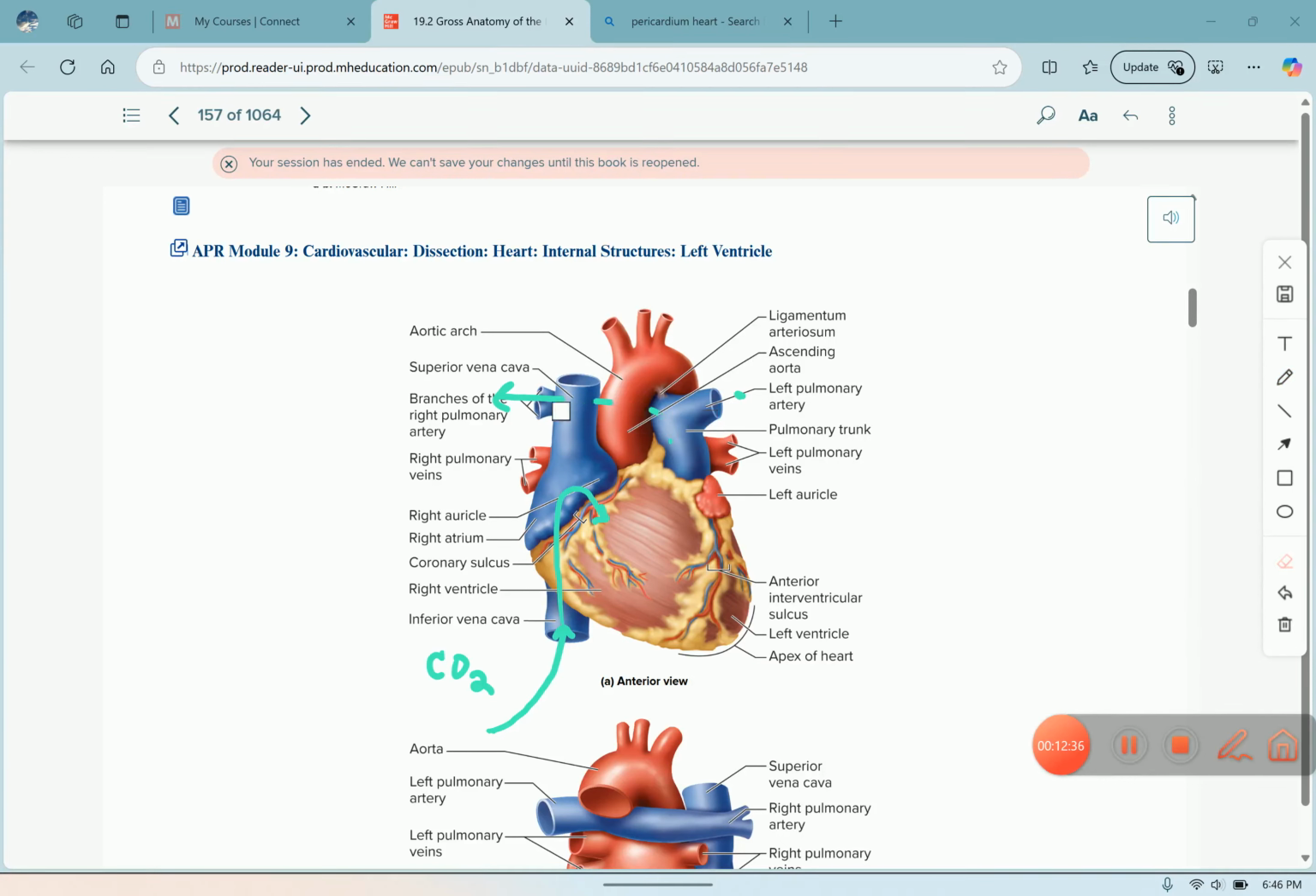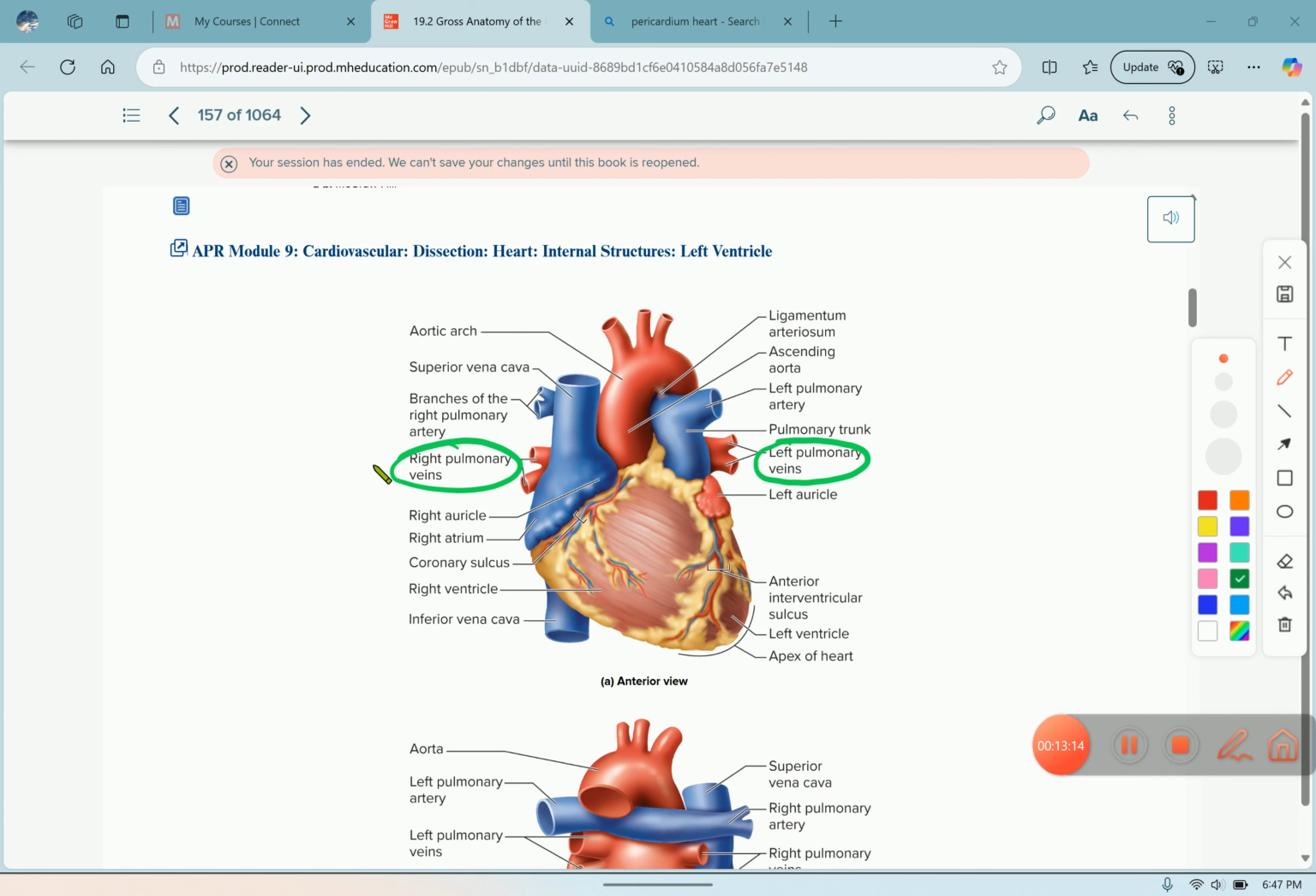Okay, so you have all this deoxygenated blood that is inside of the heart that's going to get pumped into the pulmonary trunk and then through the left and right pulmonary arteries. And then they're going to go to the lungs, where the blood will get oxygenated. And then it's going to return to the heart via the pulmonary veins, the left and right pulmonary veins.